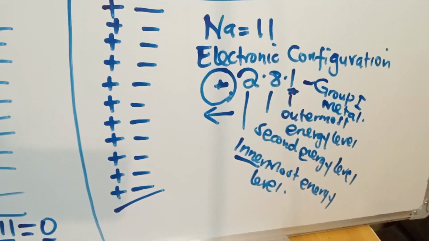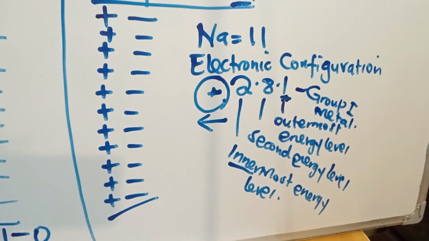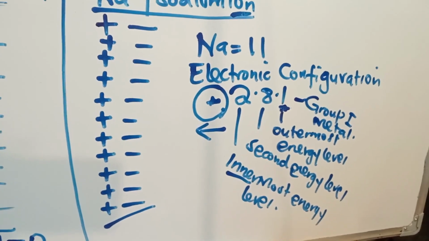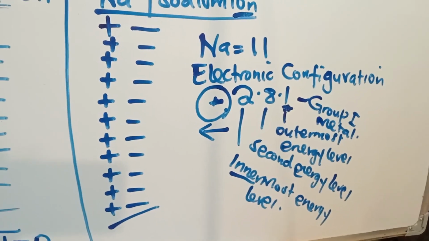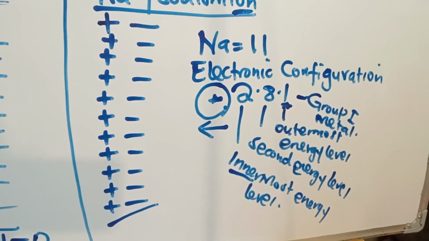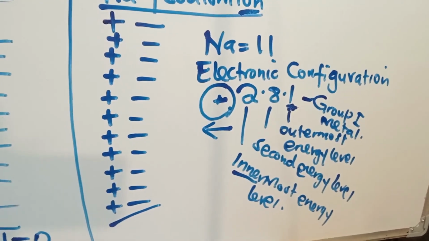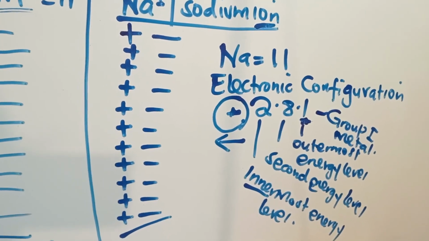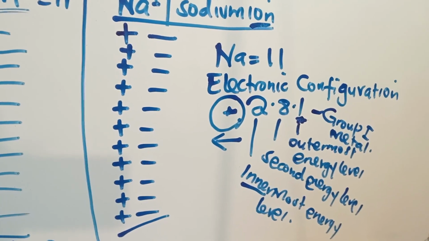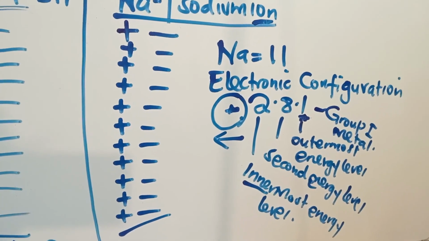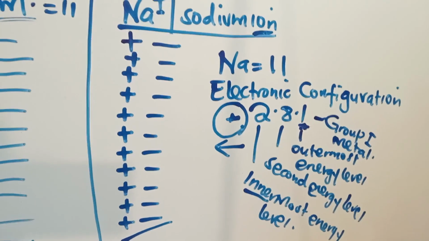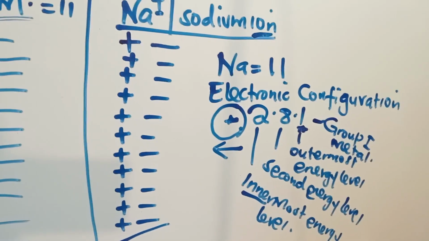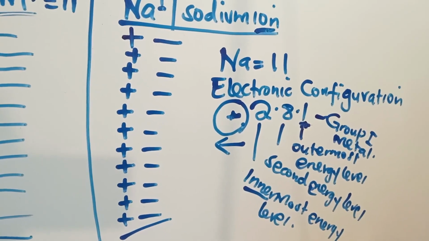It's a group 1 metal. Why do you say that it is in group 1? Because the determination of the groups is by checking how many electrons are in the outermost energy level. So if an atom has one electron in the outermost energy level, it means that very atom or element is in group 1.